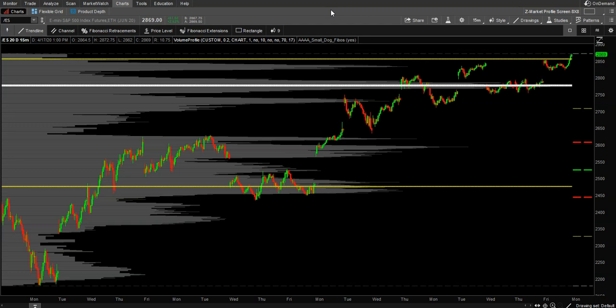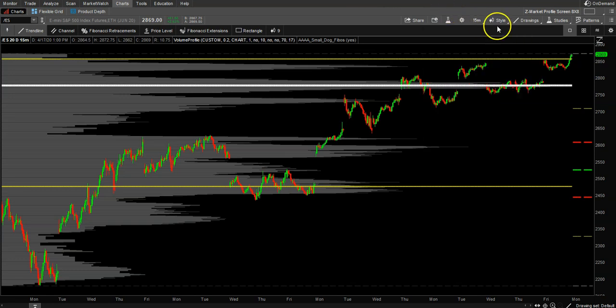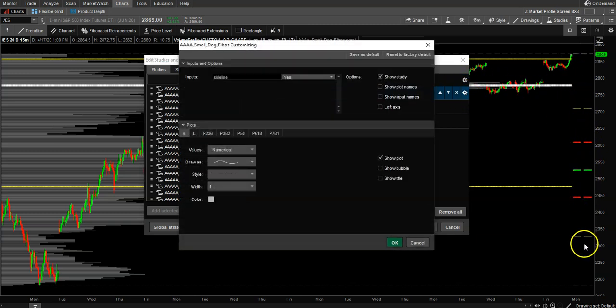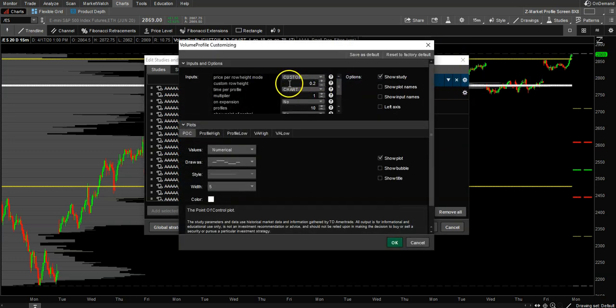Today we're talking about the 15-minute market profile. This is a 15-minute, 20-day market profile. Here are the settings. I'm using volume profile, and then this thing called small dogs fibs, which is essentially just Fibonacci levels over here to the right, high to low: the 23, 38, and 50% levels. Here are the settings, and then for the volume profile, here are the settings that I use.